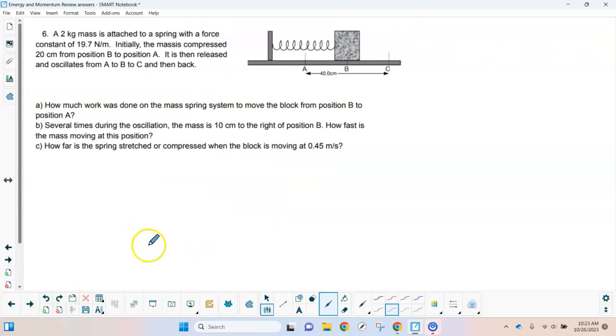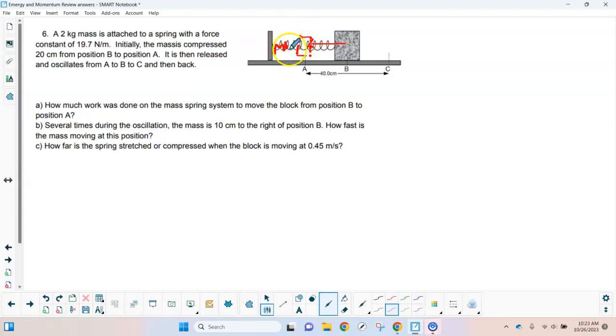All right. So number 6 is another energy-based one. It says a 2 kilogram mass is attached to a spring with a force constant of 19.7 newtons per meter. Initially, the mass is compressed 20 centimeters from position B to position A, and then it's released and it oscillates back and forth. So at rest, it's just here, and then we applied some force to make it get to position A here. So the block gets there.